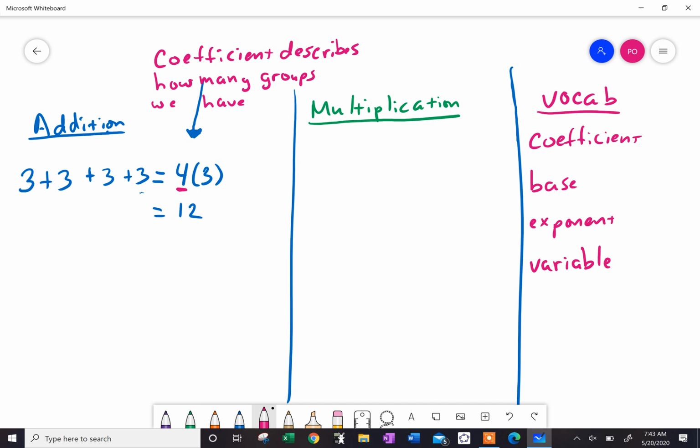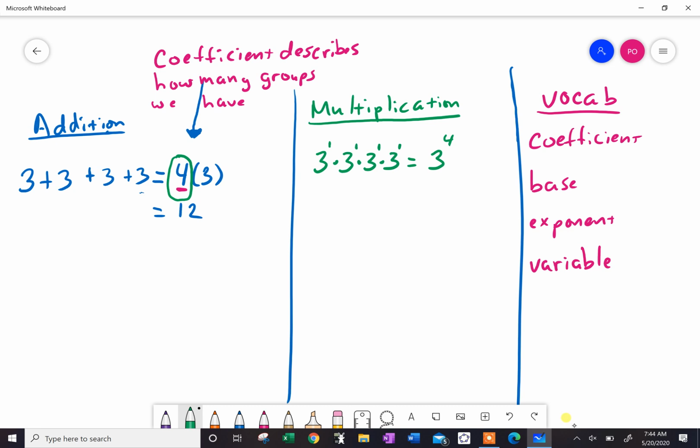So now, if we look at multiplication, we have 3 times 3 times 3 times 3. And this is repeated multiplication. So like repeated addition, I put the 4 in the front, and that's my coefficient. But here we have something a little bit different. I have one 3 multiplied with another 3, multiplied with another 3, multiplied with another 3. And so what happens is I actually count how many 3s I'm multiplying together. 1, 2, 3, 4. And so I get 3 to the 4th.